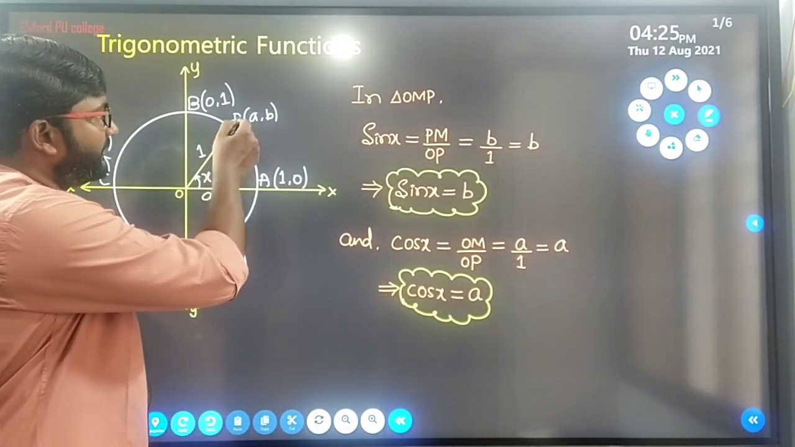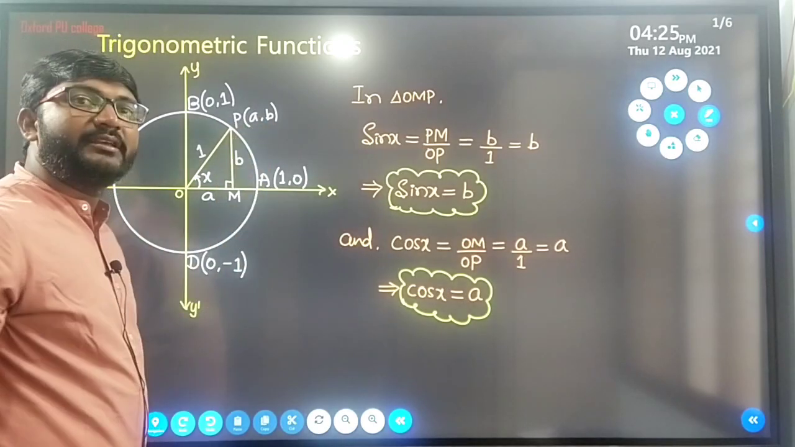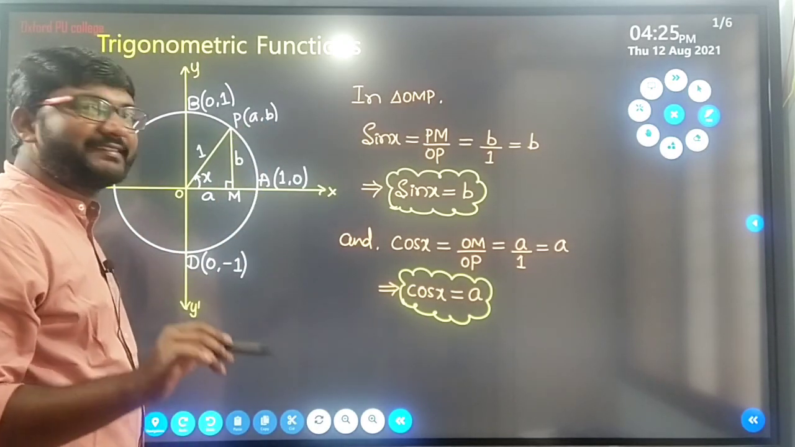So here instead of writing P of (a, b), can we write P of (cos x, sin x)?